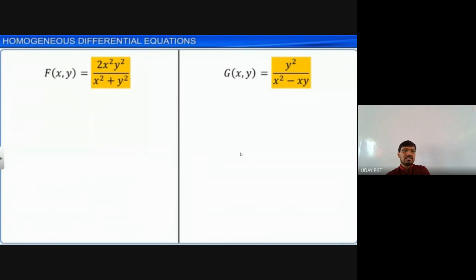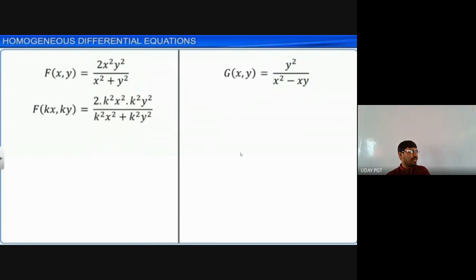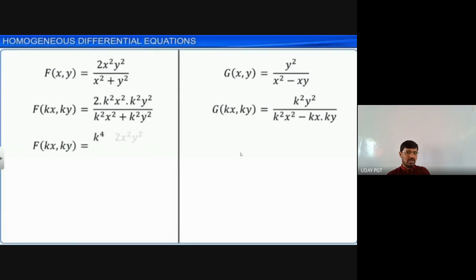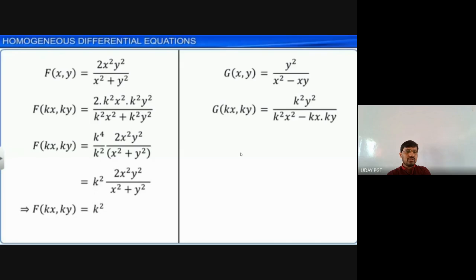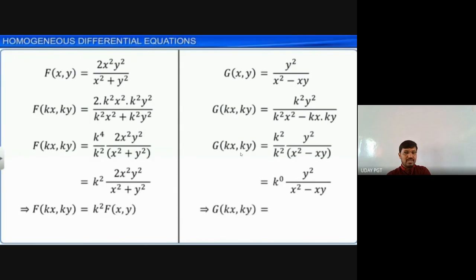The next model is homogeneous differential equations. Which function is called a homogeneous differential equation? Whenever the function is given to you in terms of x and y, in the place of x you write kx, and in the place of y you write ky. Observe both the f function and the g function. For the f function, you get k square into f of x comma y. But for the g function, you get k power 0 into g of x comma y, which means k is eliminated.